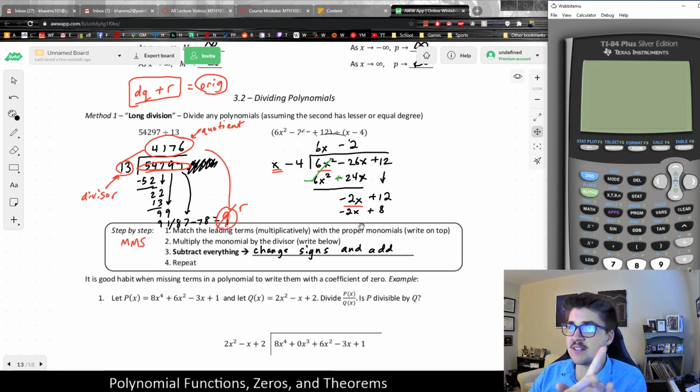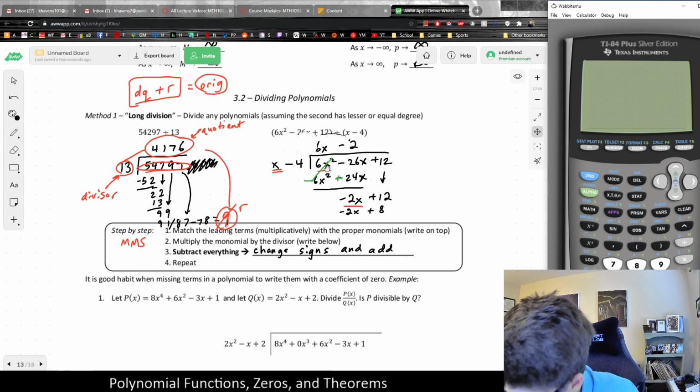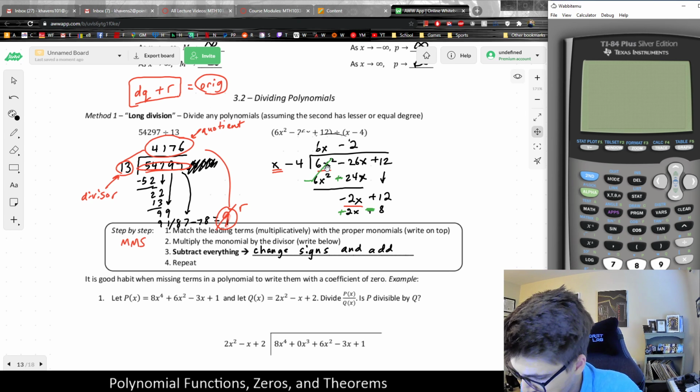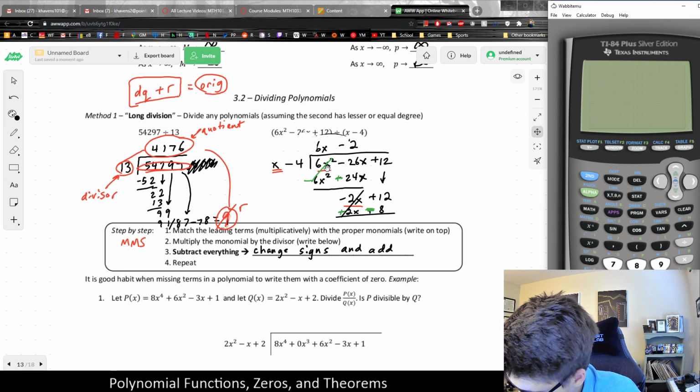So I still haven't done step 3. First, I'm very careful to distribute my negatives. Then after I do that, I have to do step 3. I have to subtract all of this, meaning change the signs and add. So again, I'll do that in green, change the sign. That would become positive. That would become negative. And now I can just add them together. Those would eliminate, and this would give me 12 minus 8, which is 4.